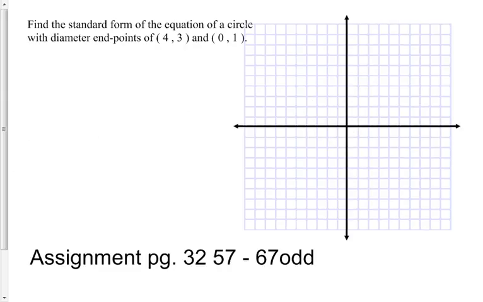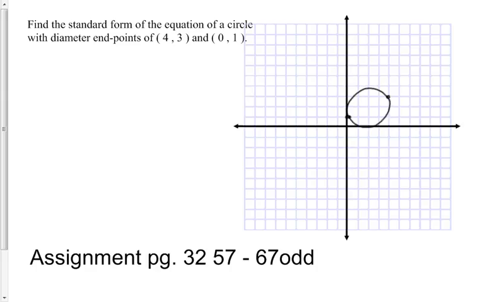Okay, let's take a look at this last problem here. Find the standard form of the equation of a circle with a diameter with endpoints at (4, 3) and (0, 1). There's one endpoint of the diameter, and (0, 1) is the other. So there's your circle.